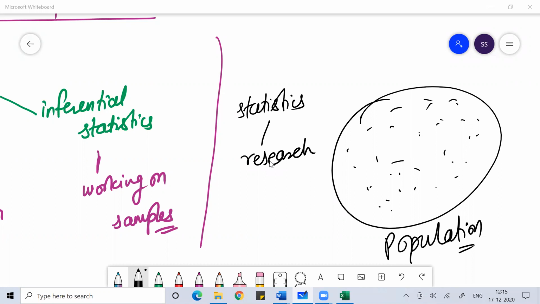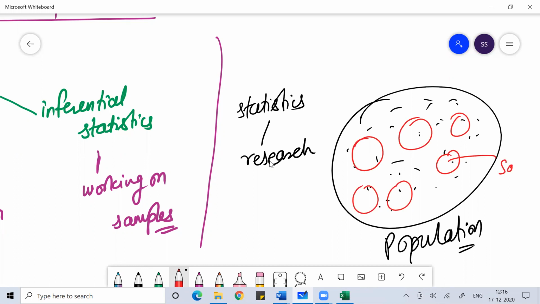Sometimes it is not possible to work on the population. So instead of working on the population, we select a subset of the population, a small part of the population, which is called a sample. Then we do research on the sample, and based on the output we got on the sample, we try to visualize the population. That form of doing research is called inferential statistics.